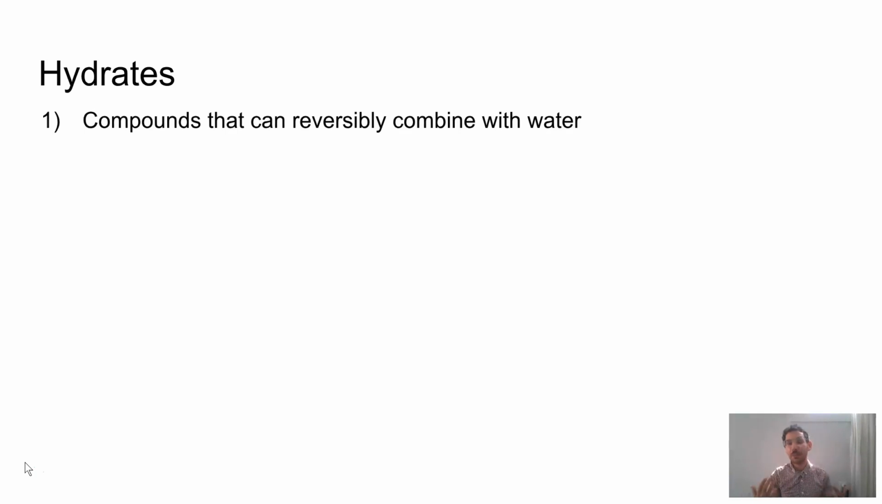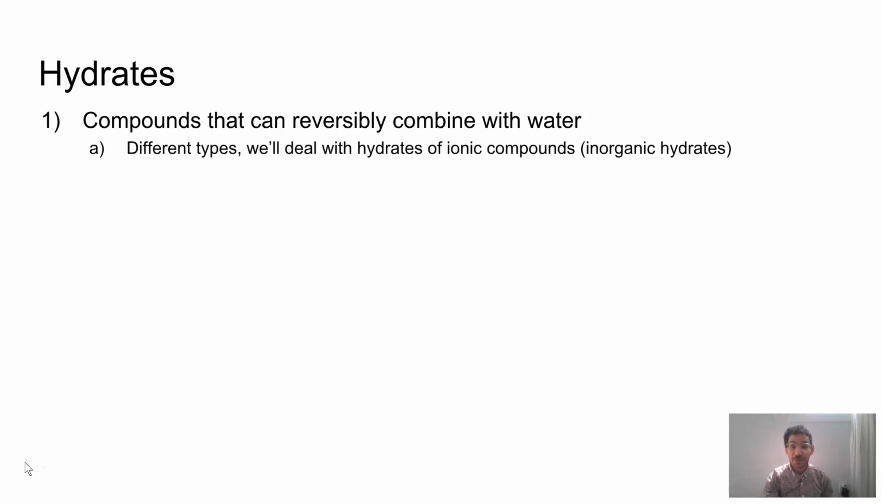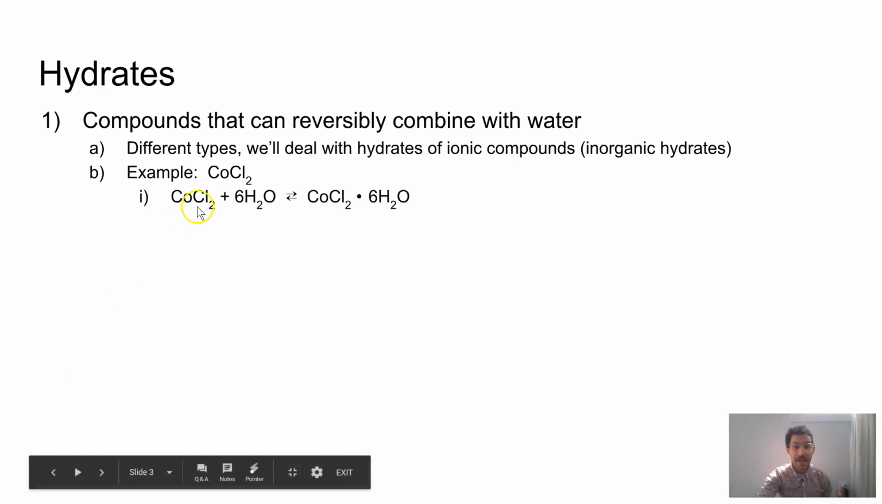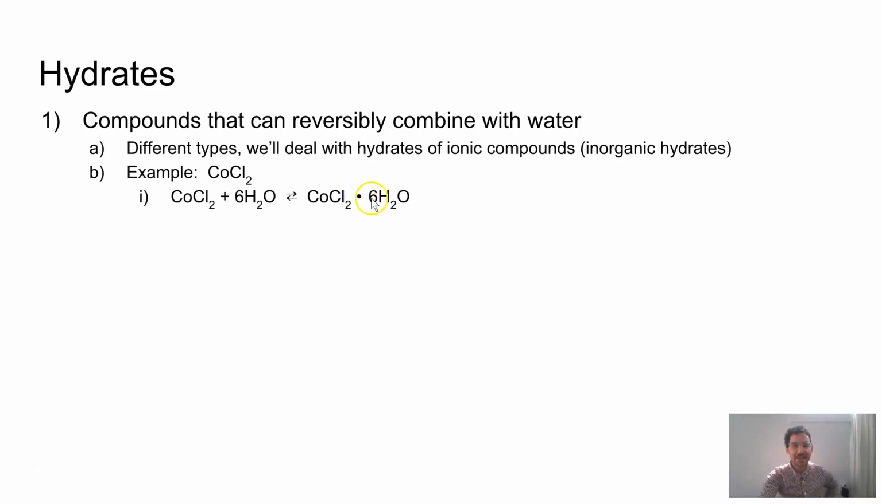Hydrates are compounds that can reversibly combine with water. There are different types, but we're going to deal primarily with hydrates of ionic compounds. An example would be cobalt chloride. If I take cobalt chloride and combine it with, for instance, 6 waters, they can combine together. We represent that with this little dot that says these 6 water molecules are part of this cobalt chloride complex. They're all complexed together.